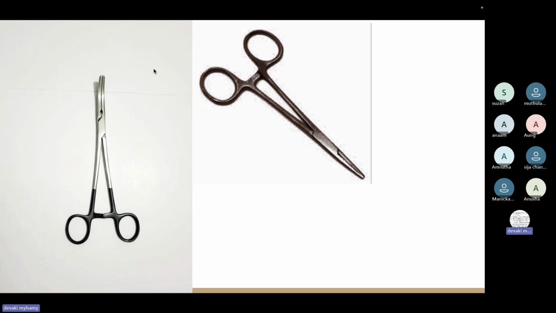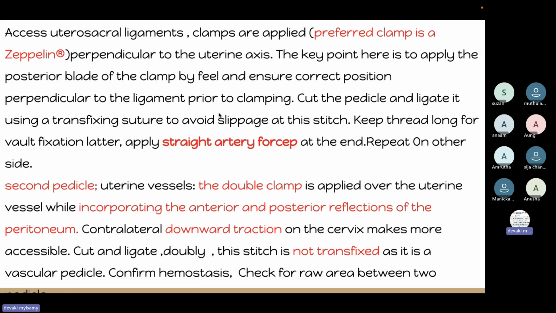So this is actually your Zeppelin clamp, and this is a straight artery forceps. Now once the uterosacral ligaments are accessible or visible, you can use the Zeppelin clamp. How you are going to apply this clamp is also important. It will always be perpendicular to the uterine axis. The key point here is to apply the posterior blade of the clamp by feel and ensure correct position. It will be perpendicular to the ligament prior to clamping.